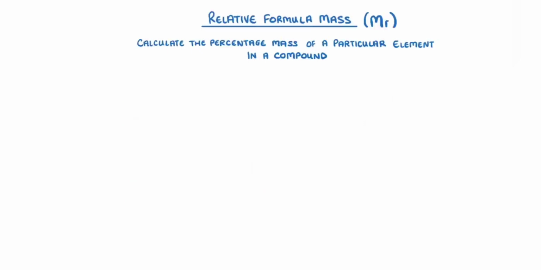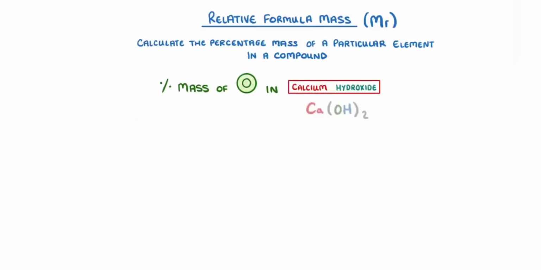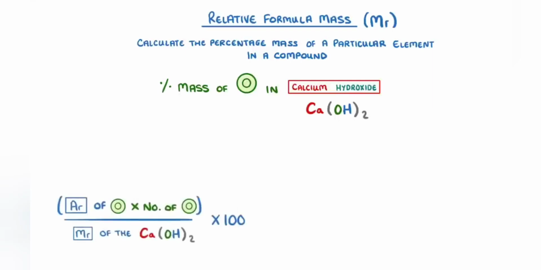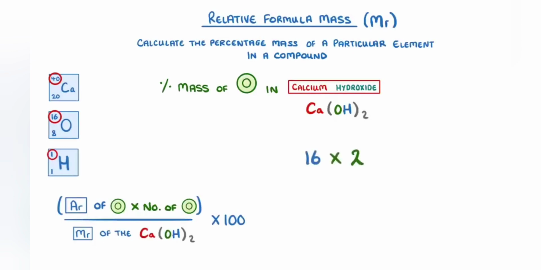Before we finish, let's find the percentage mass of oxygen in calcium hydroxide, which has the formula CaOH2. The first thing to do is to recall our formula and check the periodic table to find the relative atomic mass of each element. So 40 for calcium, 16 for oxygen, and 1 for hydrogen. So for the top of our equation, we need to do 16 times 2, because we have 2 oxygen atoms. Remember, the 2 after the brackets applies to both the oxygen and the hydrogen.